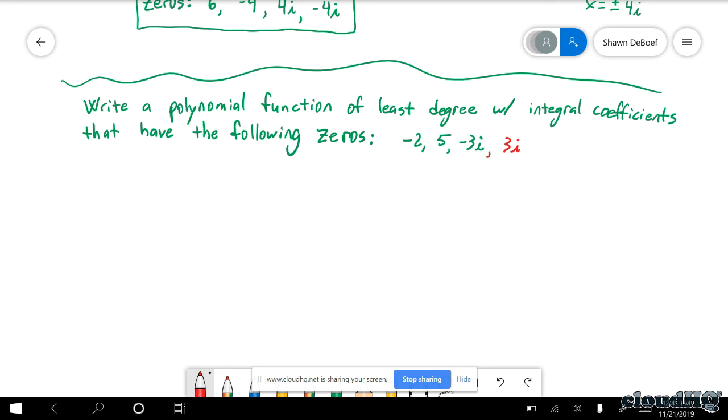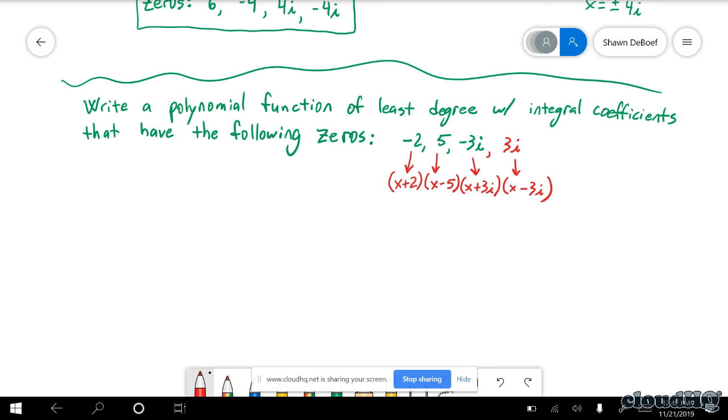So now let's write them as factors. -2 written as a factor is x plus 2. 5, when I turn it into a factor, is going to be x minus 5. What's the -3i going to turn into? x plus 3i. And then the 3i, it didn't give me that, but I knew it needed to be there, is x minus 3i as factors.